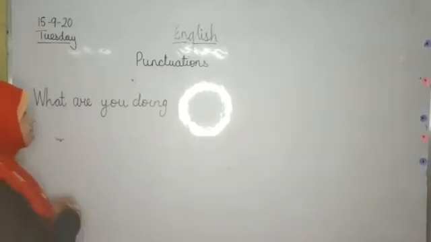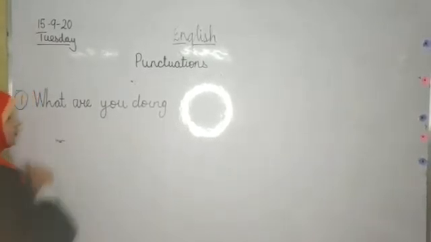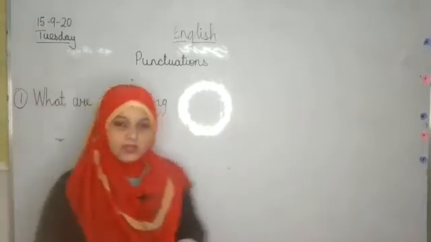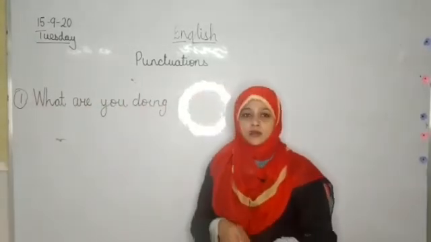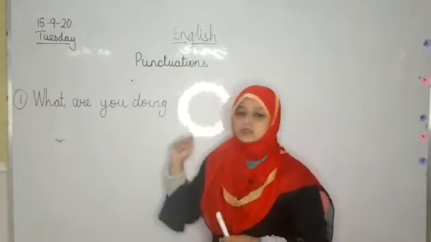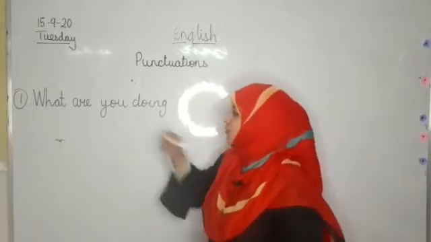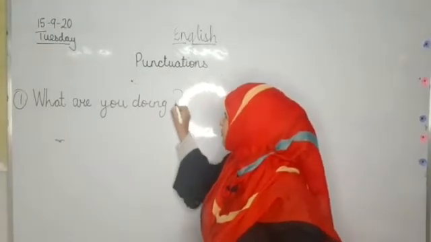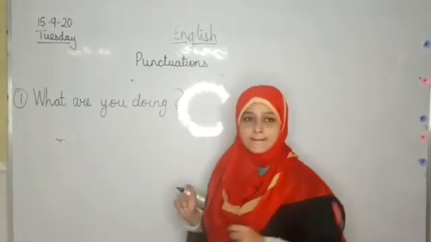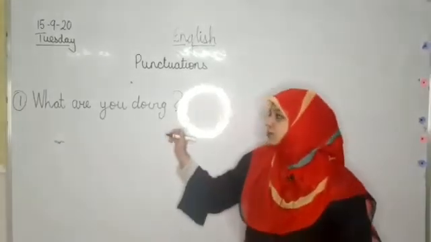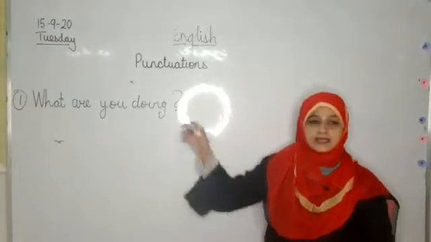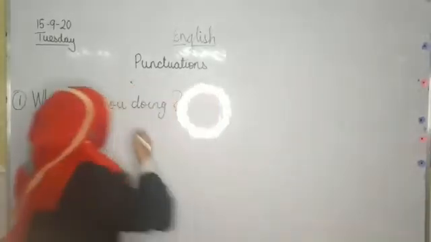Then after that, what am I asking you? If I ask you something, what are you doing? It is a question. So this sentence is in a question form. So when it is in a question form, we put a question mark. Yes? So the punctuation we are going to learn today is question mark.